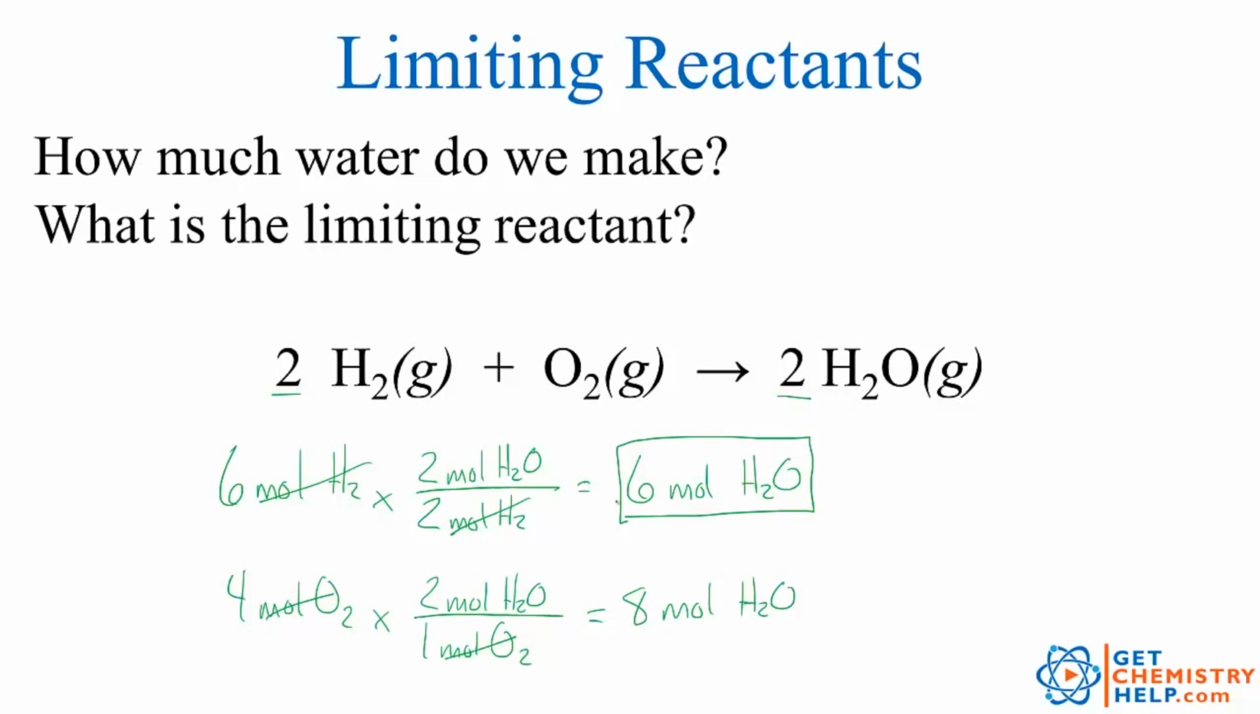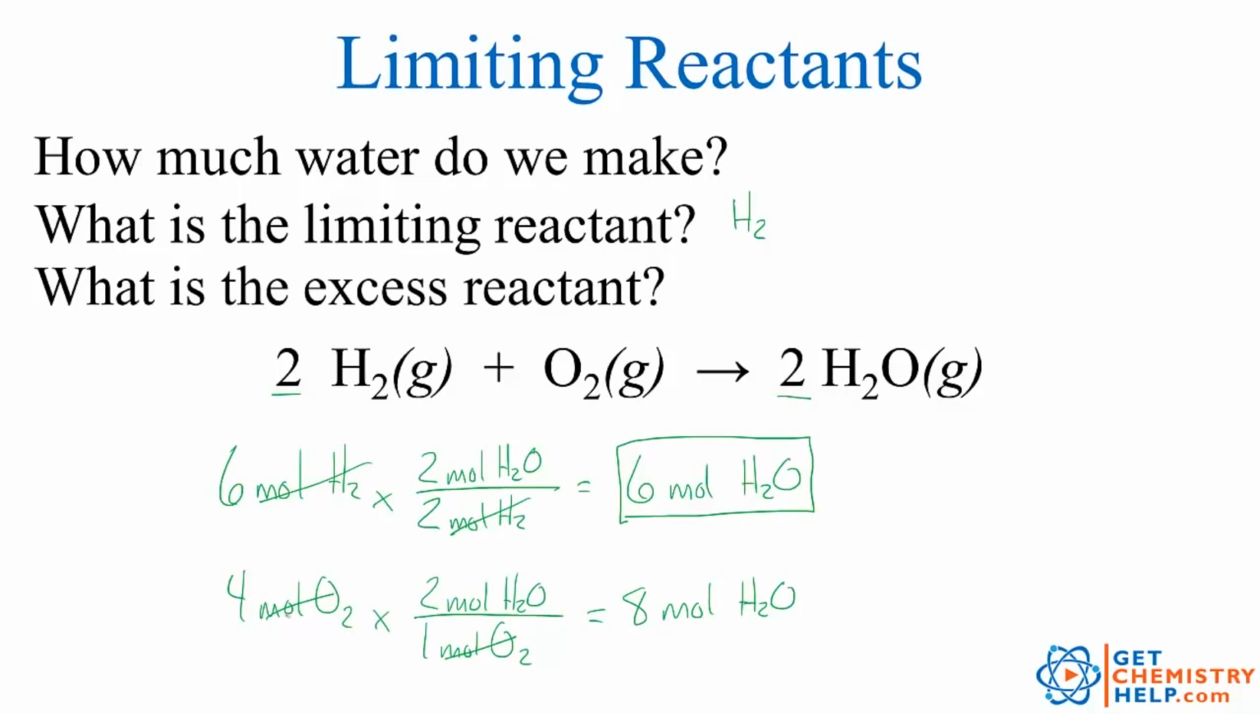So what was the limiting reactant? Well, the hydrogen here limited me to making only 6 moles of water. So what was the excess reactant then? Well, there was plenty of oxygen to keep going and make up to 8 moles of water. So oxygen is the excess reactant. So again, the 6 moles of hydrogen limited me to making only 6 moles of water. But there was enough oxygen to make 8 moles of water. So hydrogen was my limiting reactant and oxygen was my excess reactant.